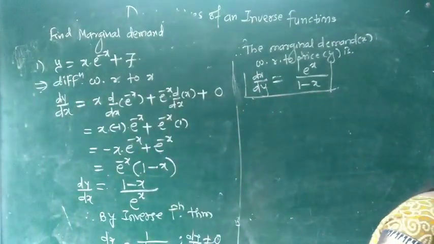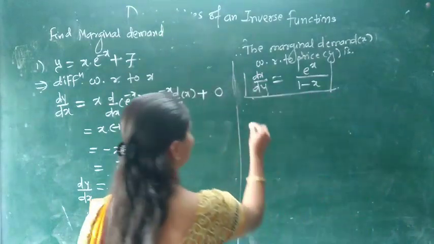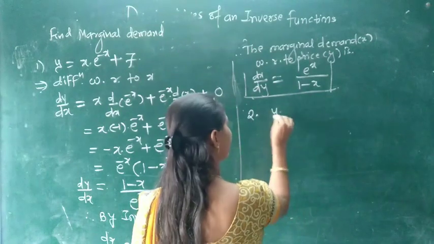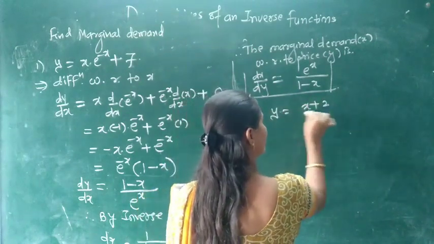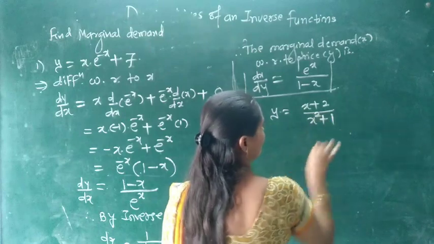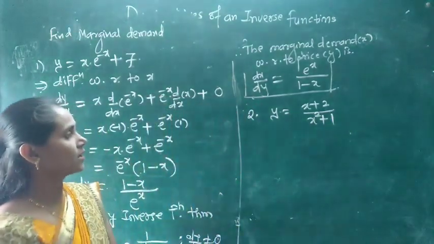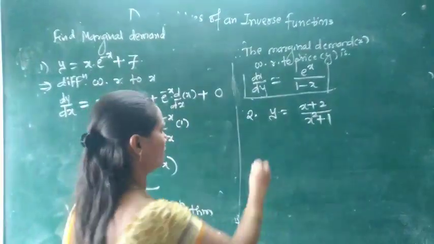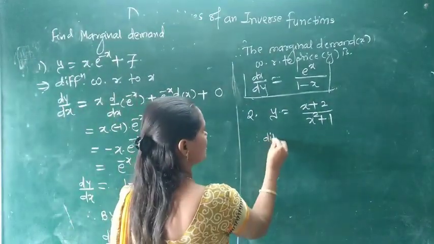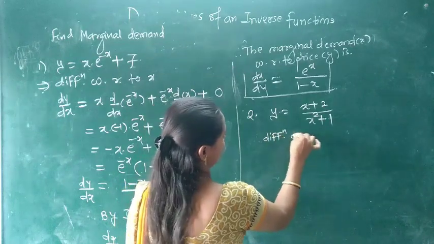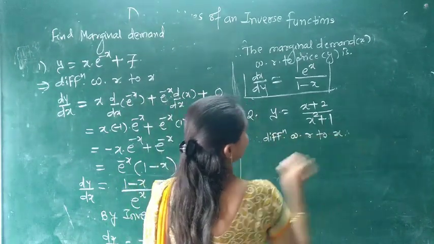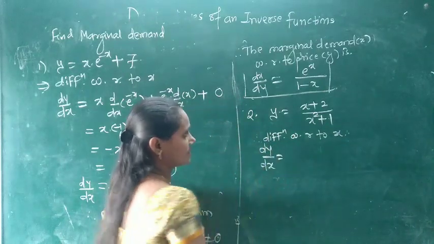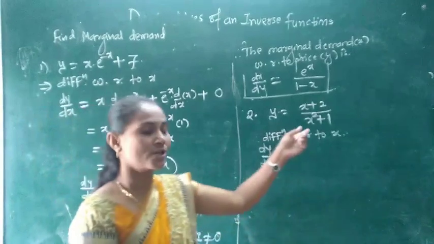Second one, y is equal to (x plus 2) divided by (x square plus 1). Here we have to use the quotient rule of derivative. So again, differentiating with respect to x, the derivative of y, dy upon dx, is equal to... what is the quotient rule here?